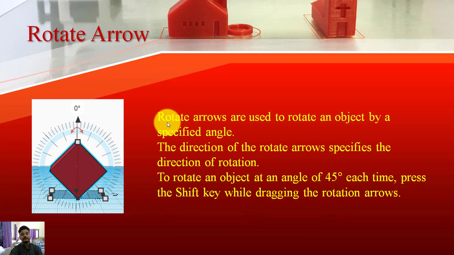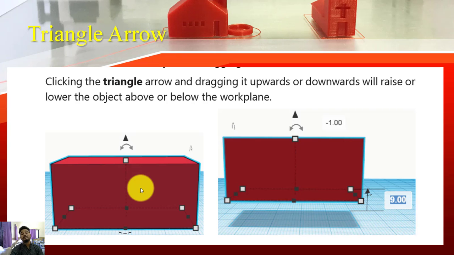So this rotate arrow allows you to rotate your object. Suppose you have placed it in a flat view, but आपको diamond shape में चाहिए, तो we can simply rotate or change the direction of rotation using this rotate arrow. And आपको सिर्फ 45 डिग्री में करना है, so just press the shift key, and automatically it will be rotated in a 45 degree angle. Okay, now triangle arrow.